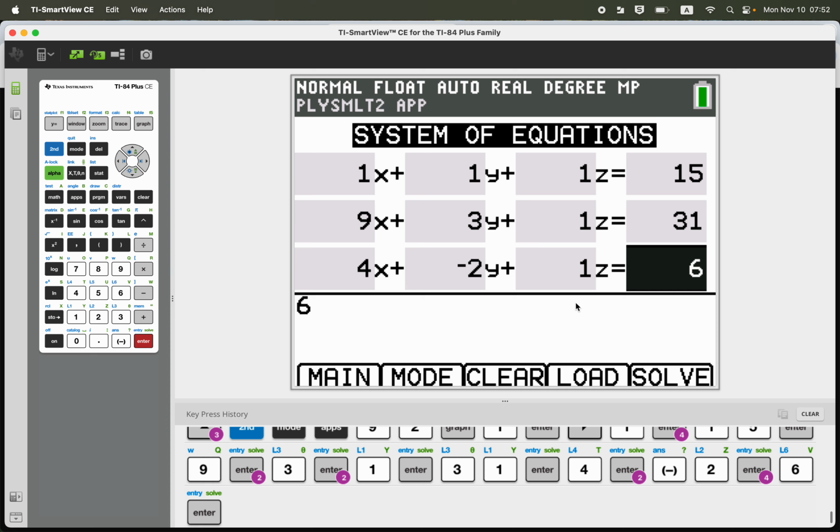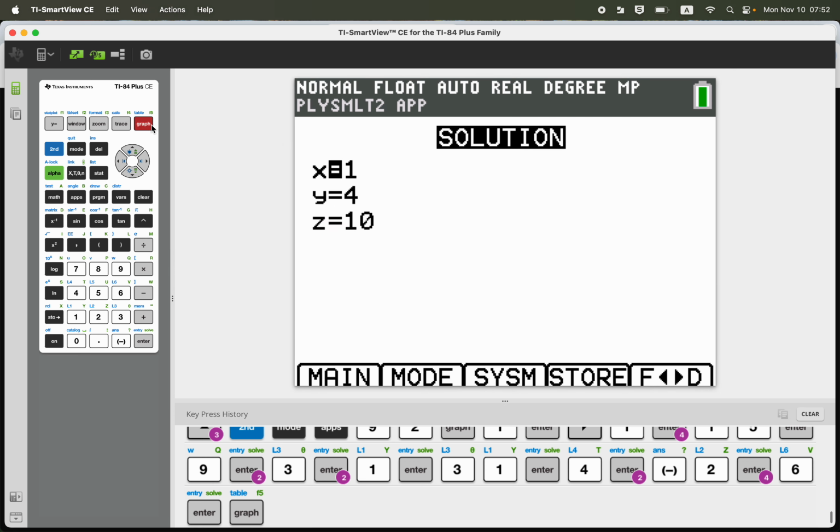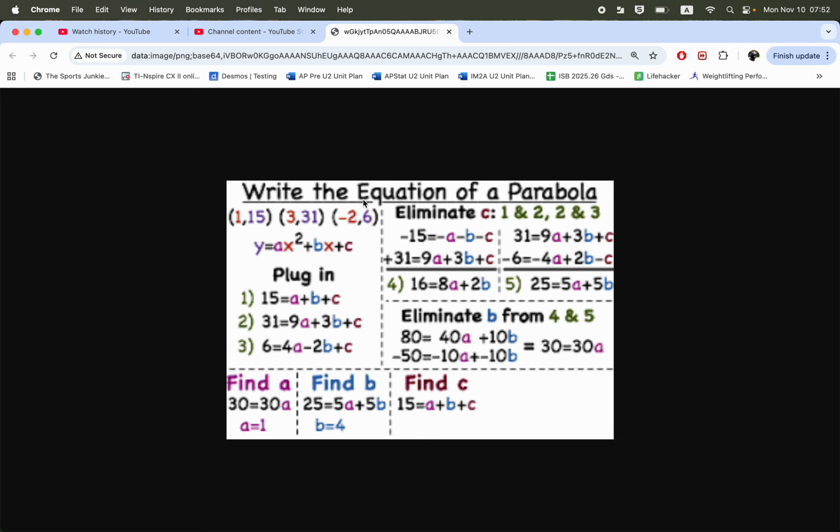I want to solve this now, so I'm going to push the graph button, and there's our solution. 1, 4, 10. Here you can see A is 1, B is 4, C, I guess they ran out of room, but C would be 10.